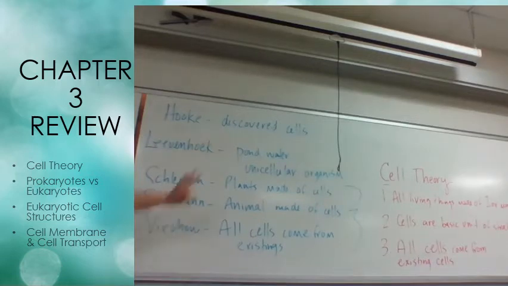Now, once they formulated the cell theory, they got rid of that thing called spontaneous generation. Spontaneous generation was a theory that living things came from non-living sources. Okay. All right, moving on from there.